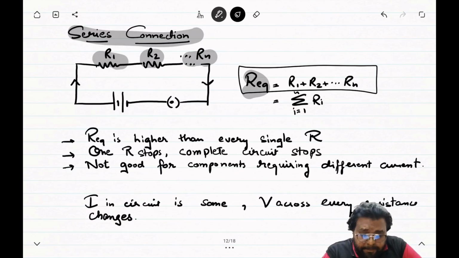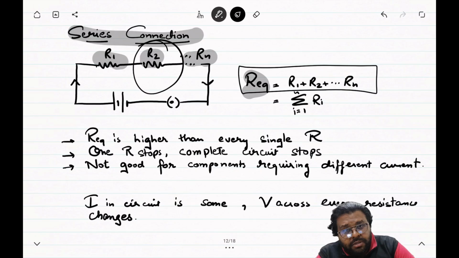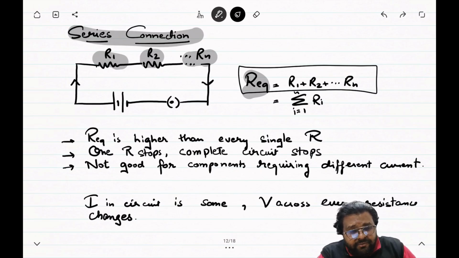If one resistance stops, suppose this is blown out, then the complete circuit is blown out. It becomes an open circuit and no current will flow through it. That's why it is not good for connections, and also it is not good for components which require different currents, because the total current exiting the battery travels through all the components. Hence we can say in series combination I is the same, that means the current in the circuit is the same, and V across every resistance is different.